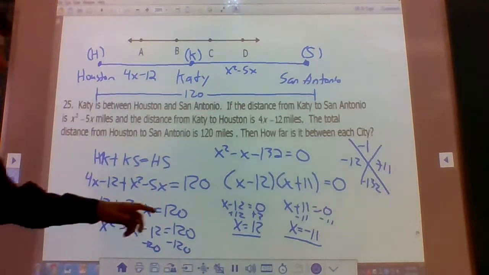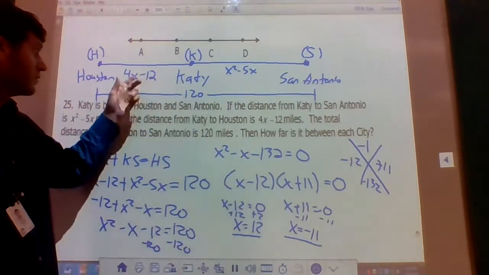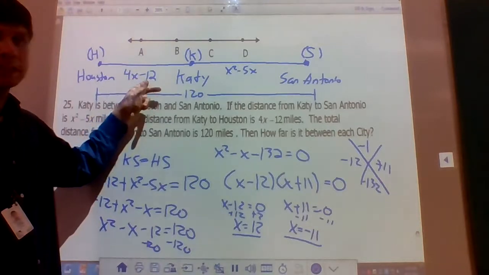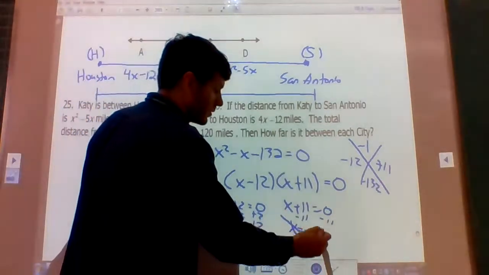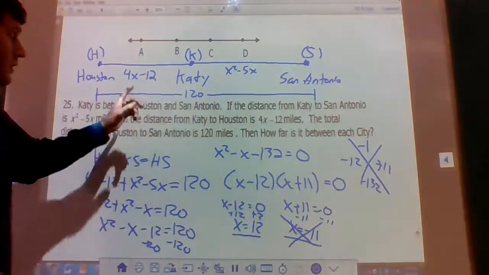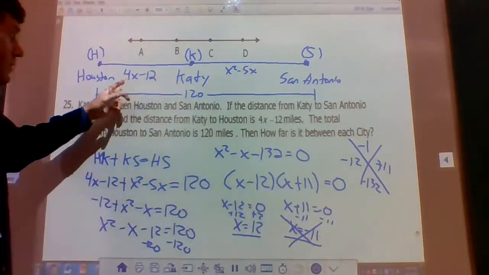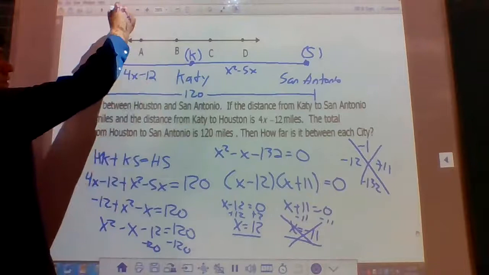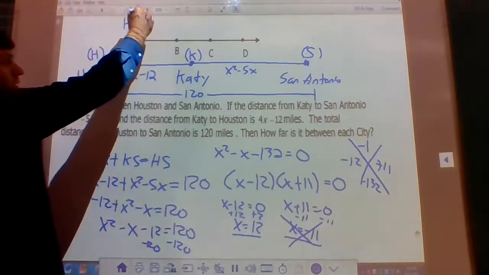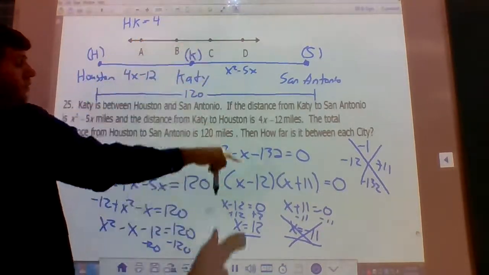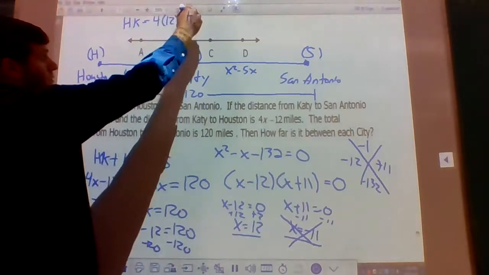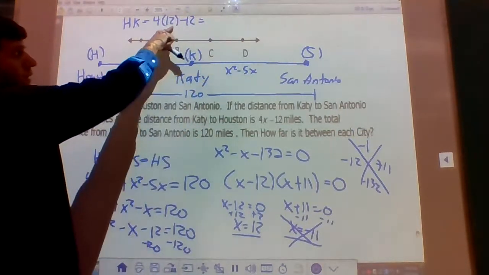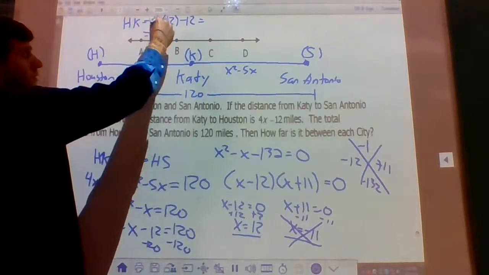But we notice if we put in the negative 11 here, we're going to get negative 44 minus 12 is negative 56, and you can't have a negative distance. So we're not going to use this one. We're going to use this one. So how far is Houston to Katy? Houston to Katy is 4x, so 4 times 12 minus 12, which is 48 minus 12, which is 36.